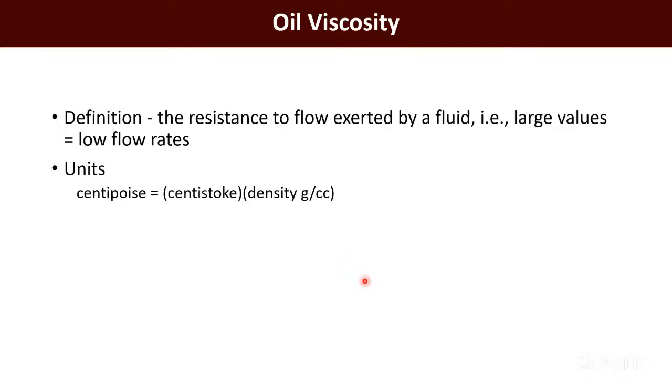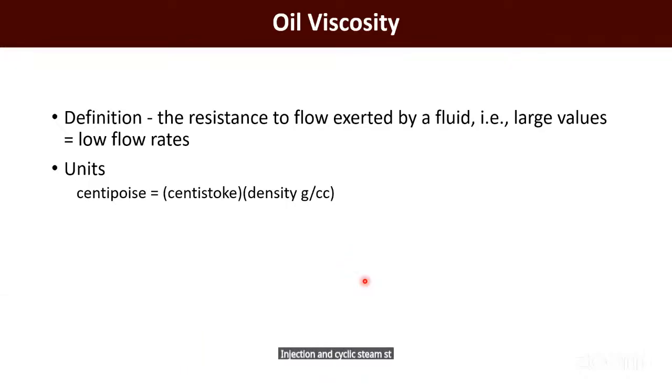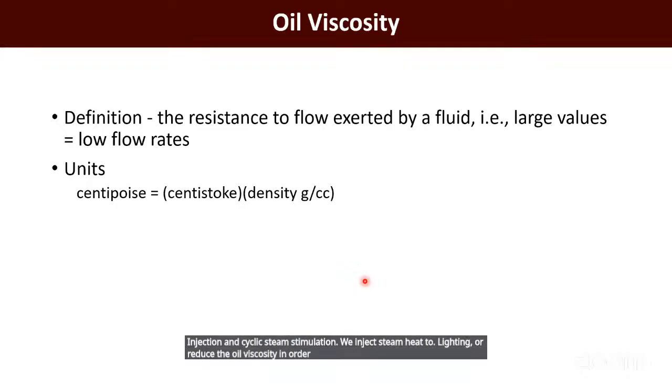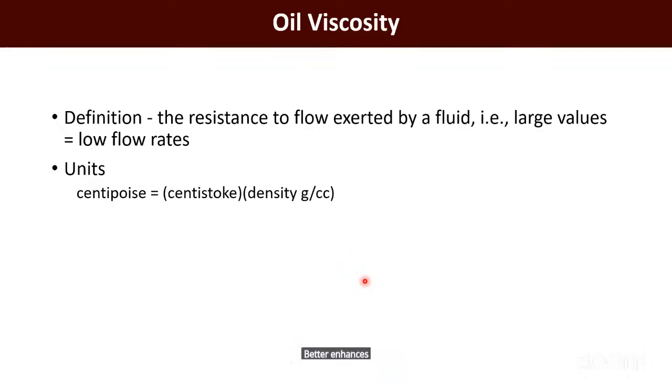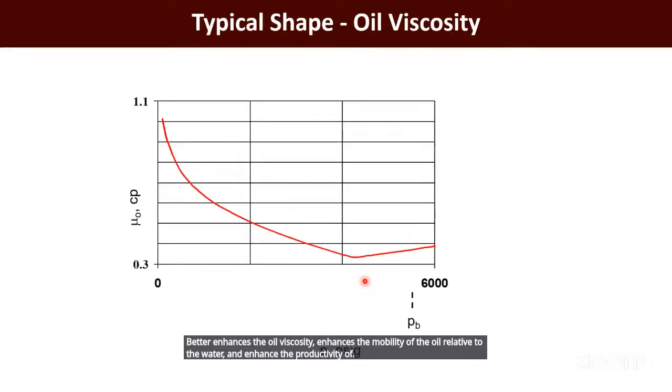At the surface conditions, we are producing through steam injection and cyclic steam stimulation. We inject steam, heat to lighten or reduce the oil viscosity in order to be able to move better, enhance the mobility of the oil relative to the water, and enhance the productivity of the oil.